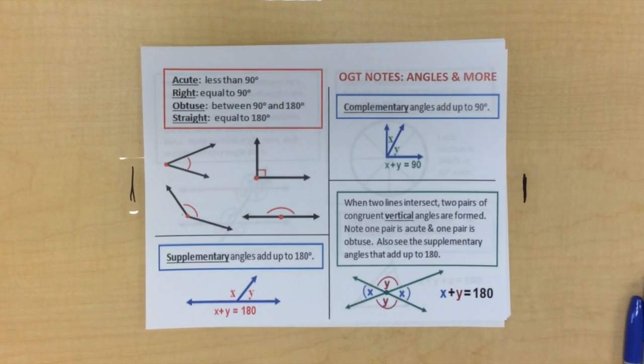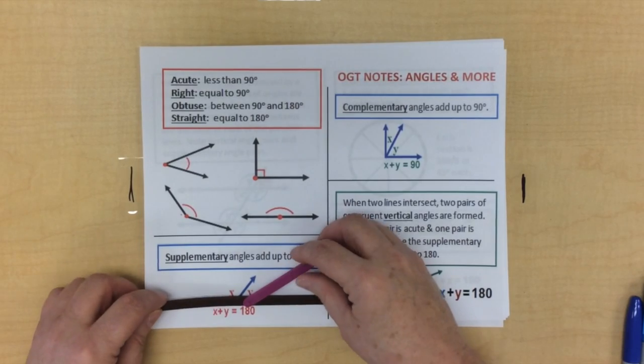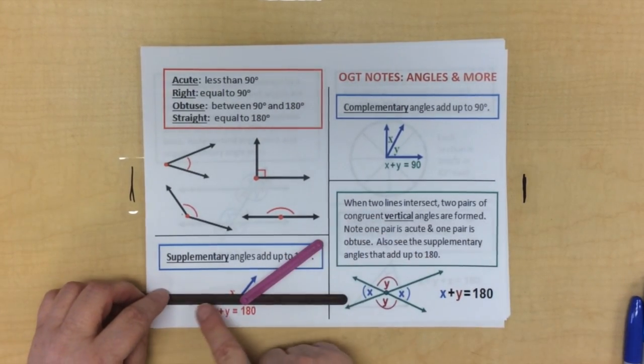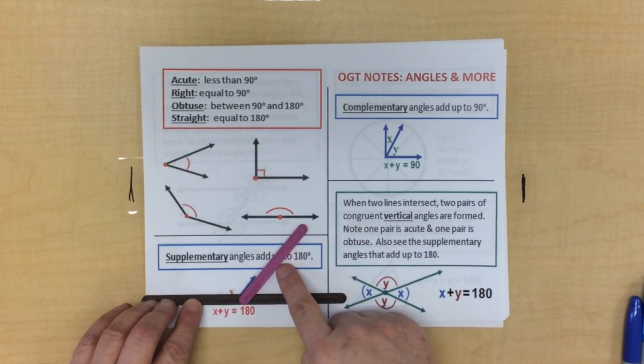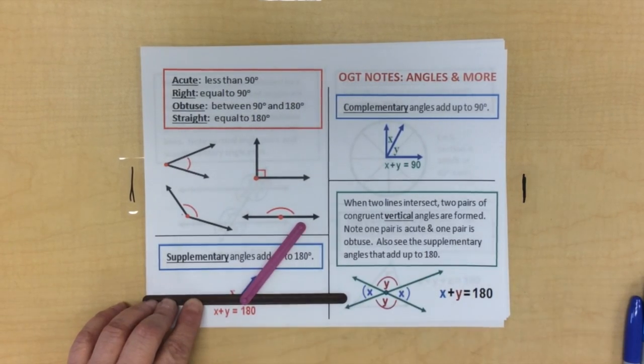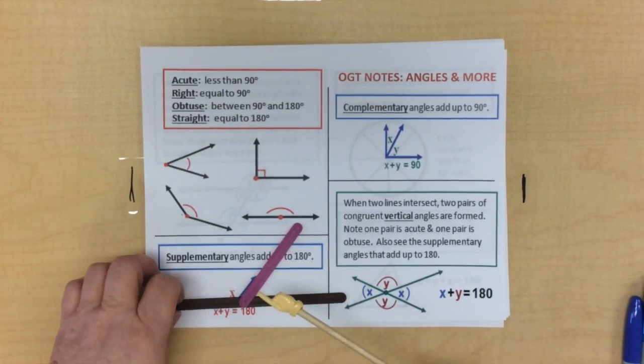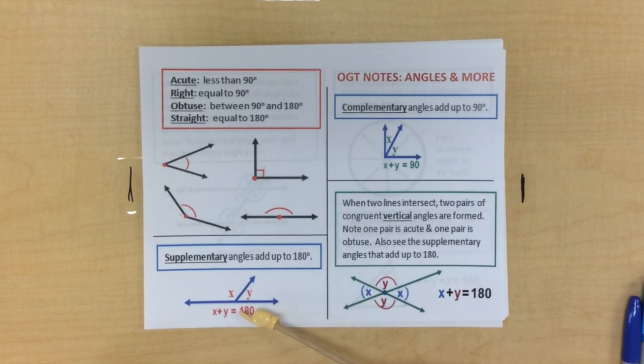We also have the word supplementary. That's two angles that add up to 180, and here's a picture here. This brown reminds us of a straight angle, and so I have the straight angle separated into two parts, one acute and one obtuse. But whatever they are, they together add up to 180.